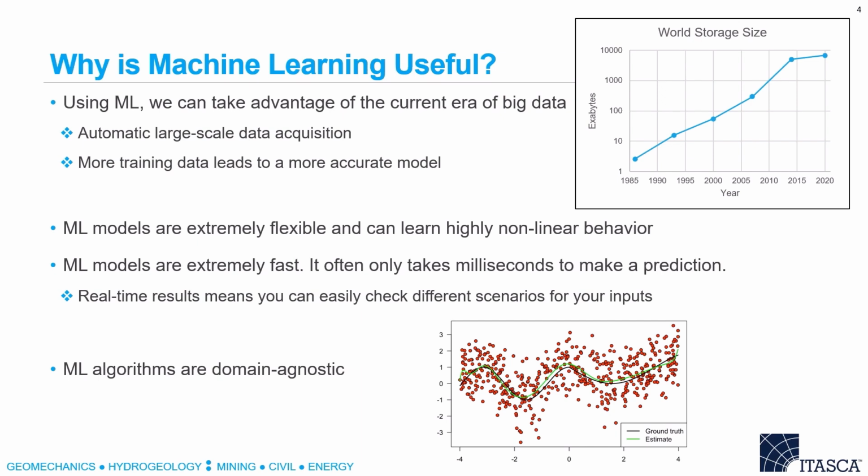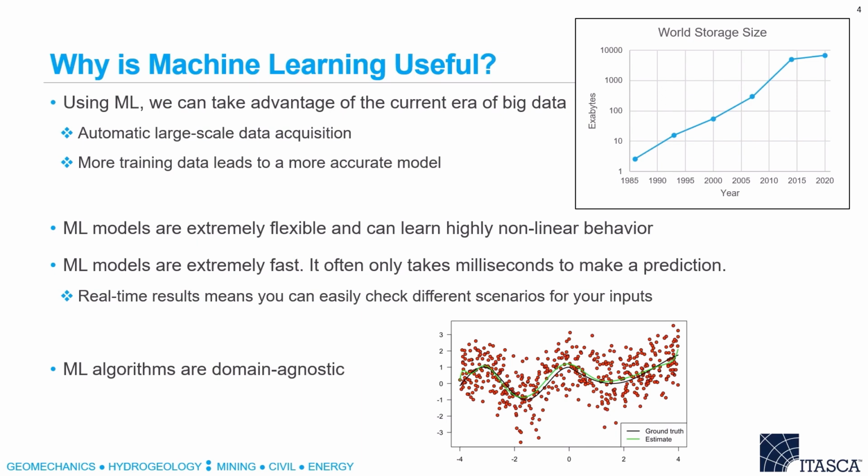One of the biggest things driving this is that automatic large-scale data acquisition is common in many industries today, geomechanics included. For example, many large mining operations have tens or hundreds of piezometers, surface and subsurface sensors, even satellite and drone imagery. The data is out there, and often it is either underutilized or sometimes unused entirely. An important takeaway is that more training data leads to a more accurate model. The more input-output pairs you have to train your model on, the better it will be able to correctly capture the behavior of interest.